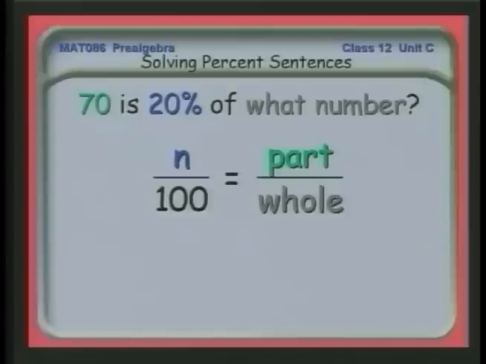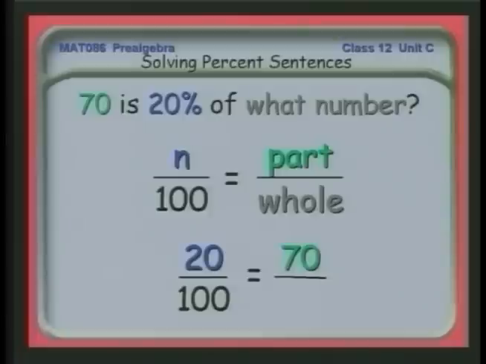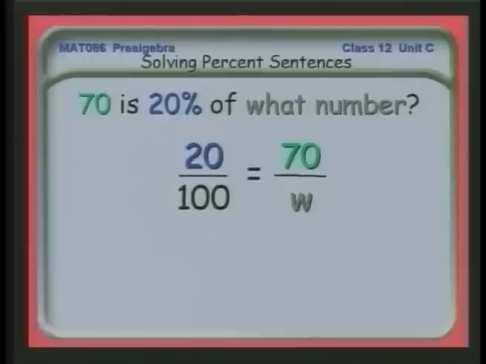There is our proportion. N is to 100 as the part is to the whole. Let's plug numbers into that proportion. 20 is to 100 as 70 is to, again, in this case, we don't know what it is. Let's give it a name, call it W for whole. The next thing we do is cross multiply.